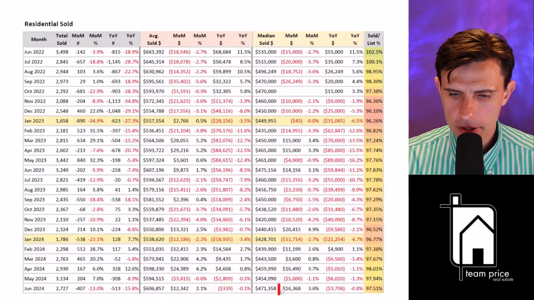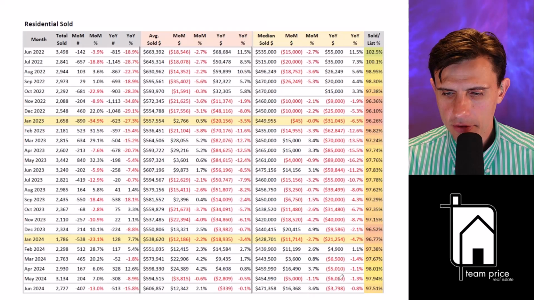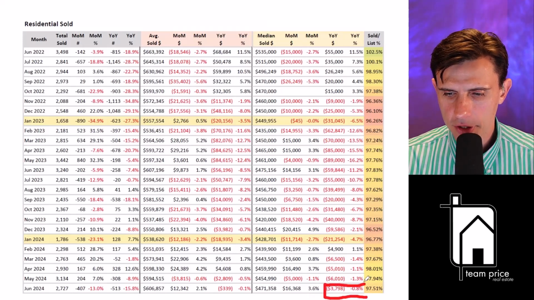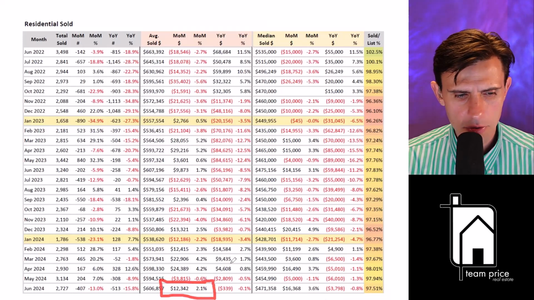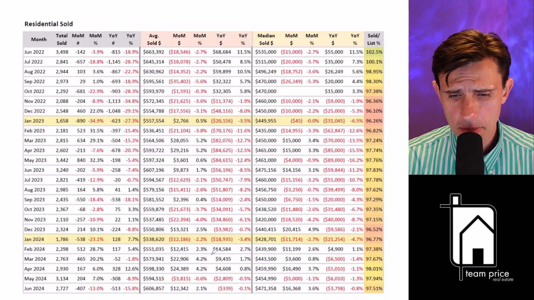I don't think the median's going to go red. This is a really high number, 3.6% month over month. We're obviously going to be red year over year on both. But my prediction, this $12,000 is going to evaporate. That's going to be my prediction.